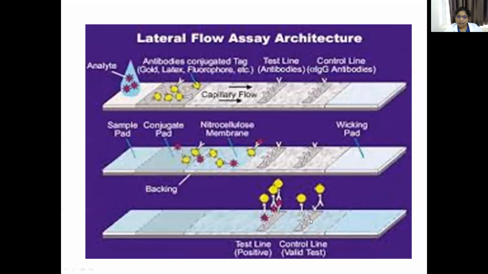And in the control line, what is happening? The colloid gold antibody will combine with the IgG antibody, and it gives a color. When these two combine, the colloid gold antibody and the internal control antibody, it gives a color in the control line. And if the antigen is sandwiched between the colloid gold antibody and the capture antibody, it gives a color line in the test line. Okay.